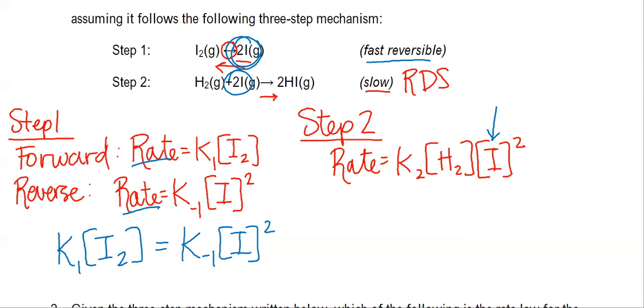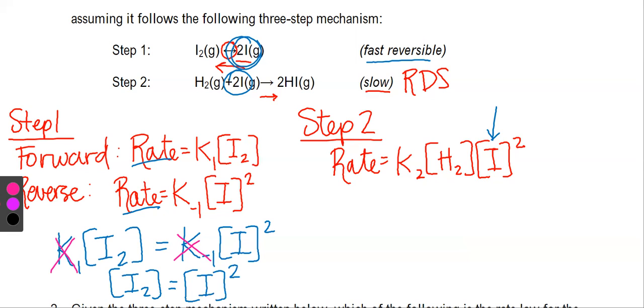Okay, now the rate law constants, the Ks, for our purposes, we just get rid of them. We don't have to worry about them because it all just combines to make a new rate law constant in the end. So by doing that, the concentration of I2 is equal to the concentration of I squared. Okay, or I to the second order.